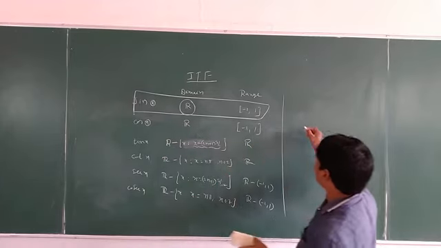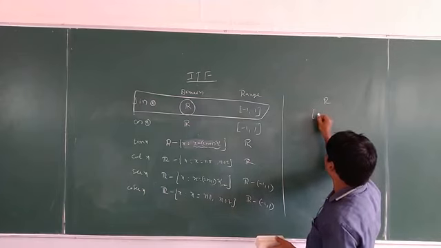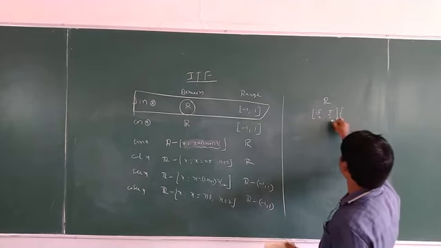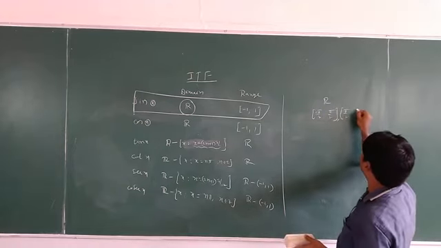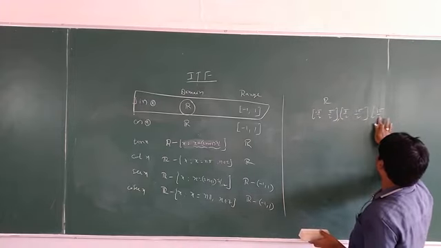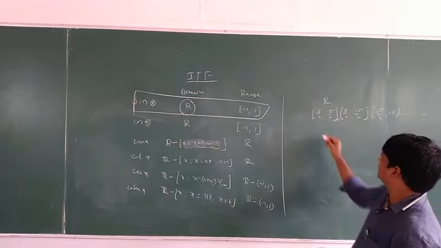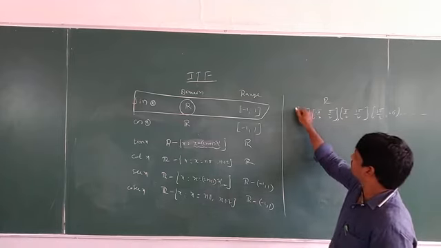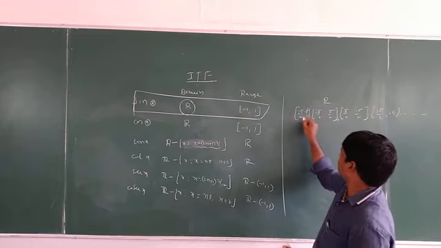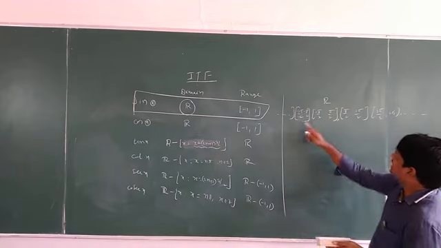So this domain R, I am restricting like this: closed minus pi by 2 to pi by 2, then pi by 2 to 3 pi by 2, then 3 pi by 2 to 2 pi and so on. On the negative side also, minus pi by 2 to minus 3 pi by 2 and so on. So you can take any interval.